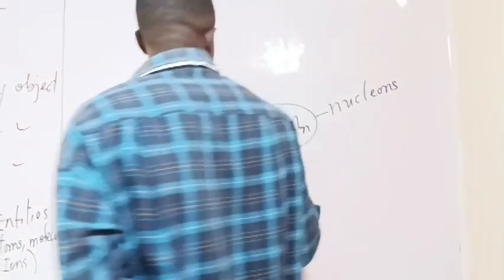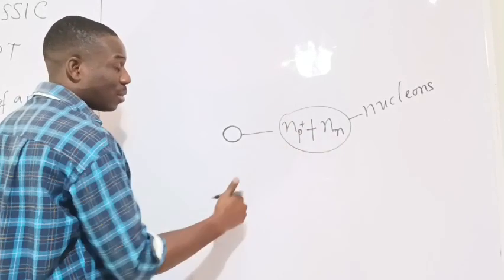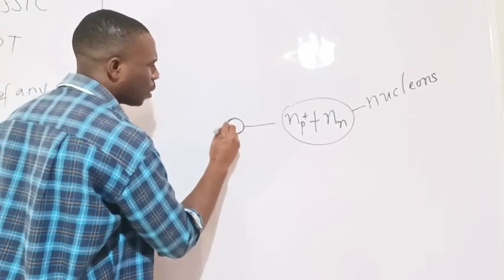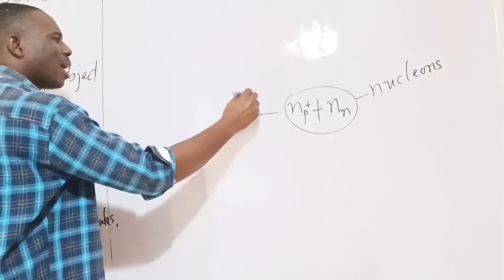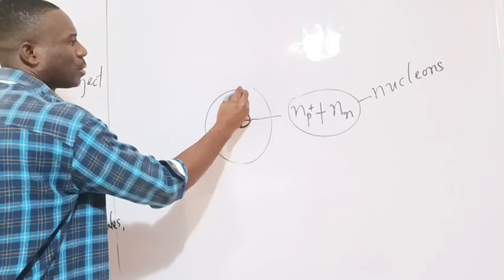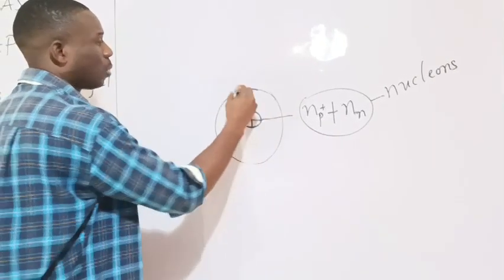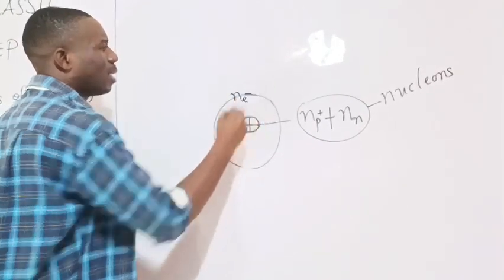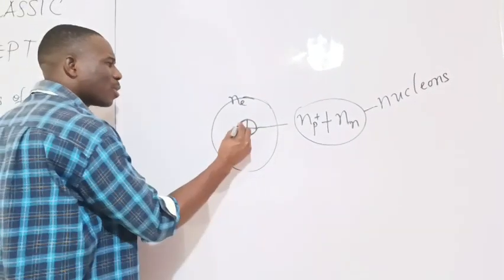Since the protons are positively charged and neutrons do not have any charge, it means the net charge on the nucleus must be positive. Then you have a cloud around the nucleus where you find some amount, n, of electrons, which are negatively charged.